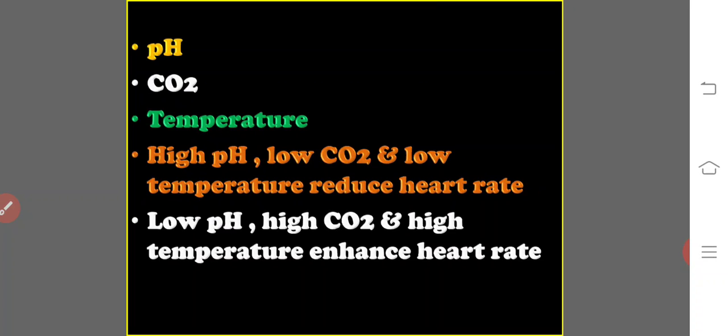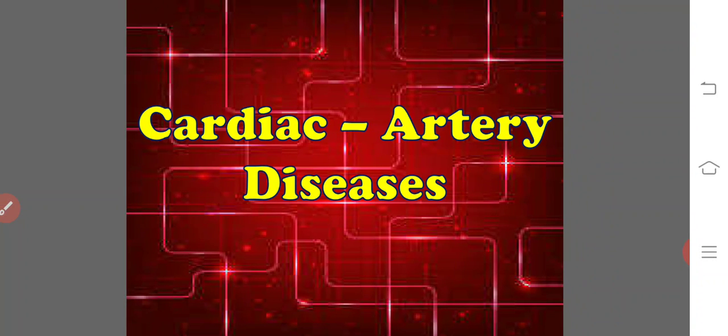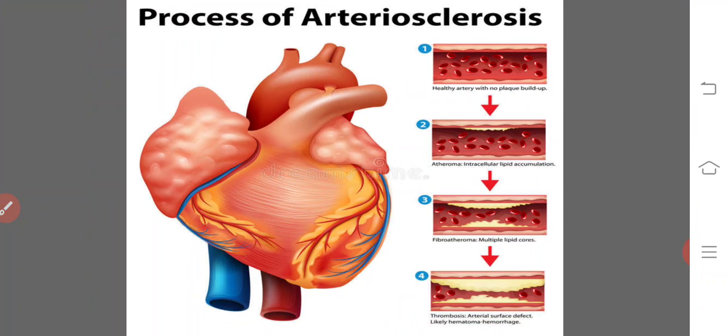And for extra information purposes, there are certain things which are usually asked in competitive exams. Let us see some cardiac and artery diseases, just their names and the effect. Let us start with arteriosclerosis. What is arteriosclerosis? There is an accumulation of fats and cholesterol inside the arteries, that become yellow flakes due to the accumulation of cholesterol along with fibrous tissue and calcium salts, and thereby the blood vessels become rigid.